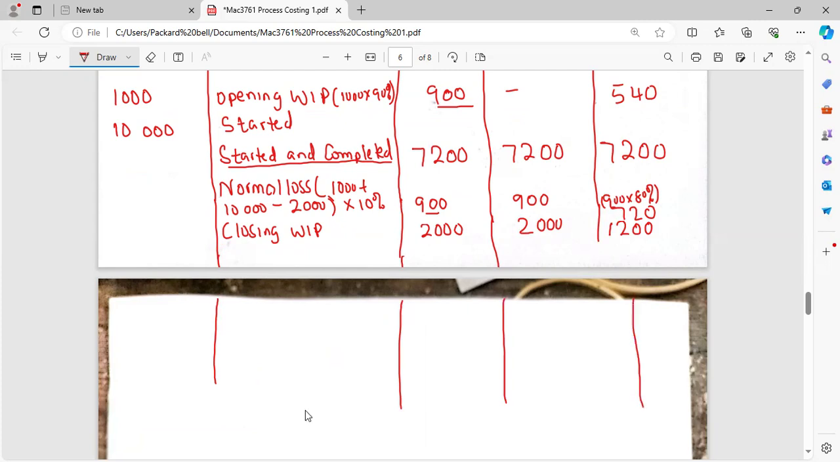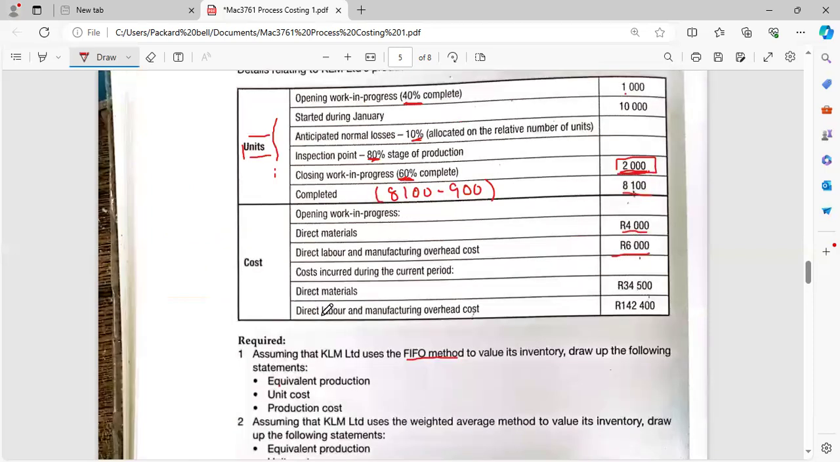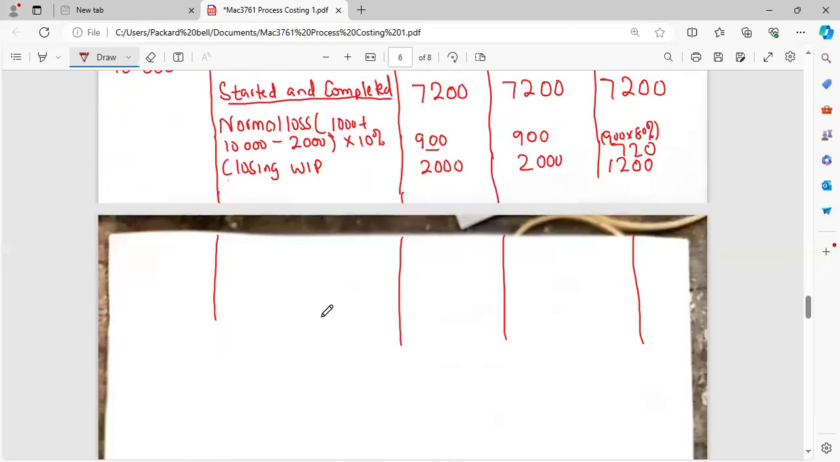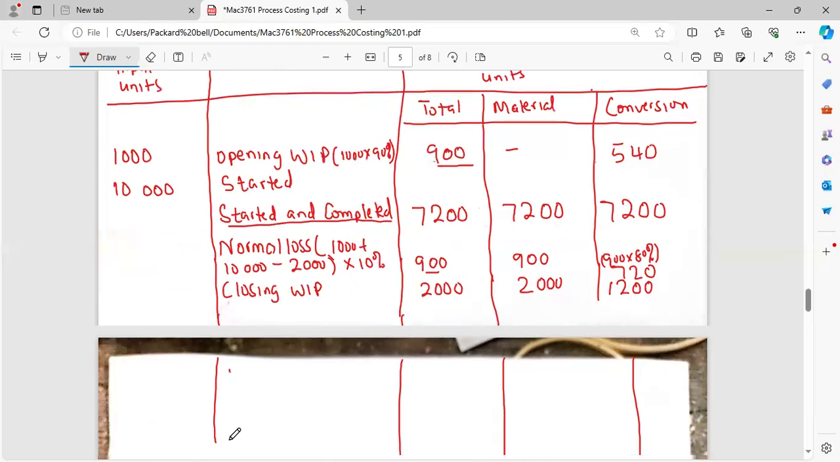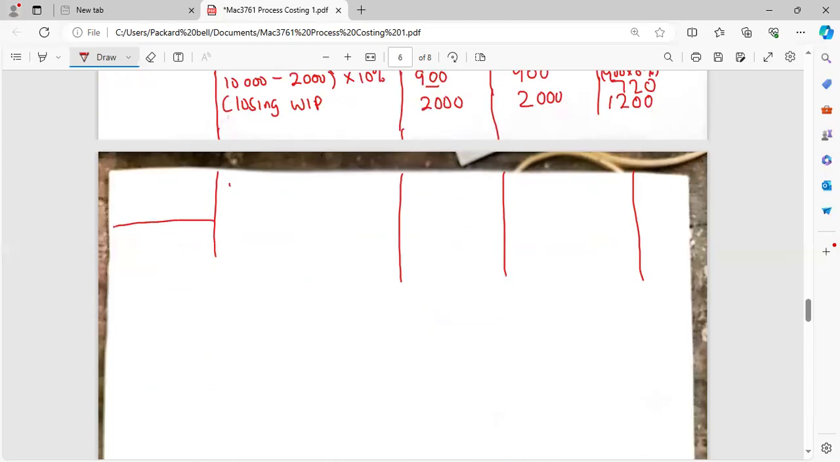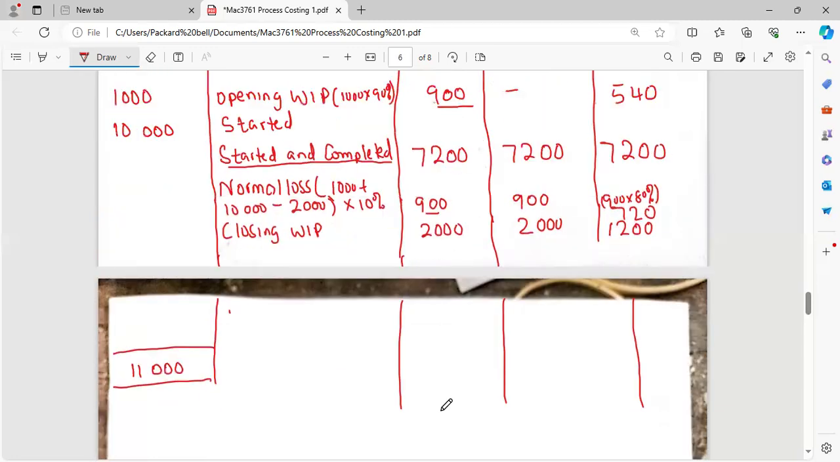Right, then the last thing is we have closing work in progress. What is left here as per our question? On the quantity statement, I think we have included everything. Right, what you should now look at is the total. The total for here is 11,000. So we should have our total. That is 11. The total for this and this side must balance. These two, they must balance. We must have 11,000 here. So if these two totals don't balance, that's how you calculate your abnormal loss.